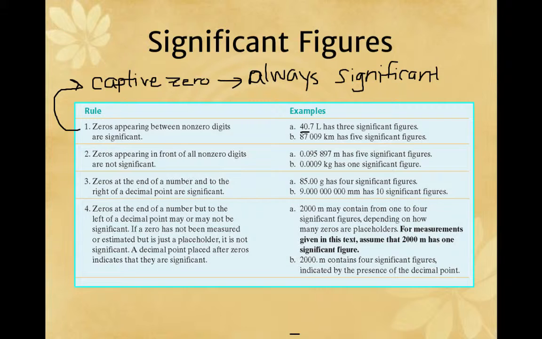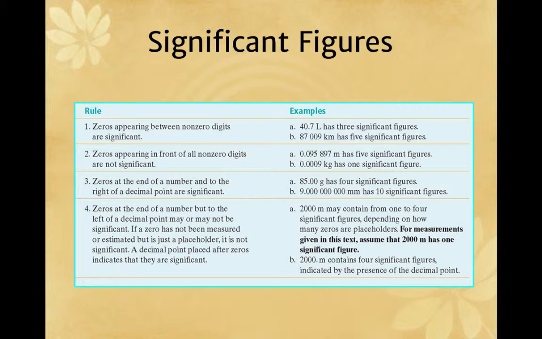And it doesn't matter how many zeros are captive. Here there are 2 zeros being held captive between the 7 and 9, and so we do count them as significant. We have 5 significant figures. The second type of zero is appearing in front. Since they come in front, I call them leading zeros. Leading zeros are never significant.